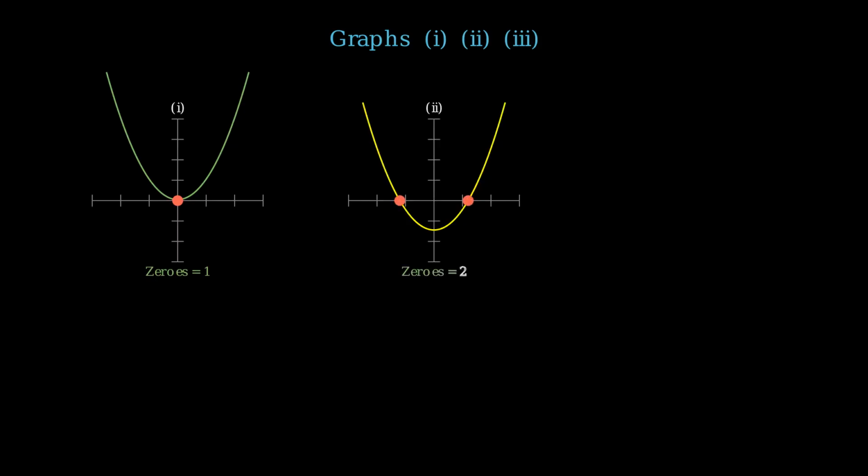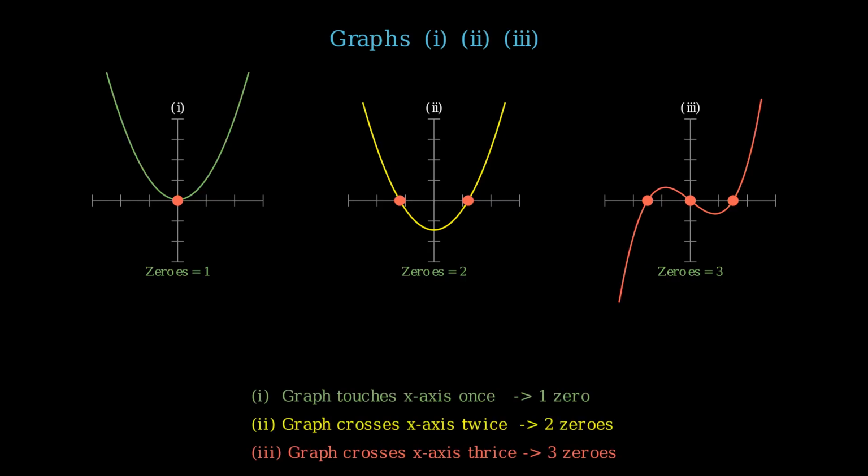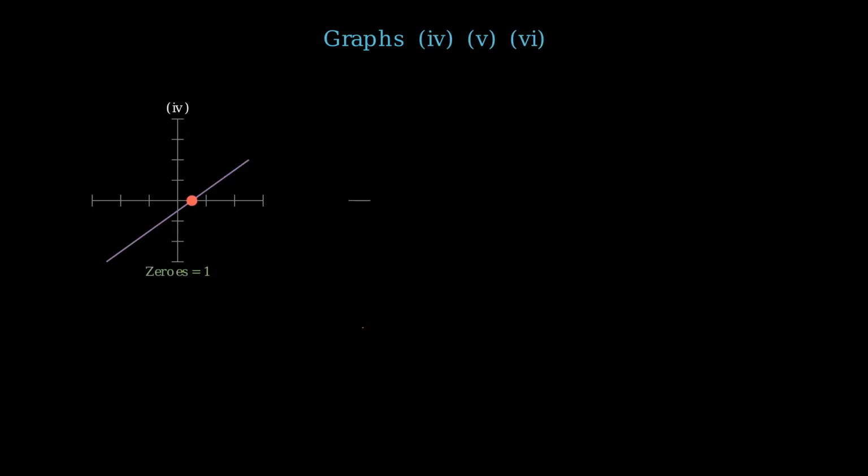Graph 2 shows a parabola that crosses the x-axis at 2 distinct points on the left and right sides. It intersects the x-axis twice, so it has 2 zeros. Graph 3 shows a cubic-shaped curve that crosses the x-axis at 3 separate points. It crosses the x-axis 3 times, so it has 3 zeros. In the second row we have graphs 4, 5, and 6. Graph 4 shows a straight line cutting across the x-axis at exactly one point.